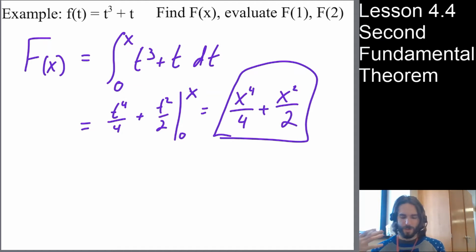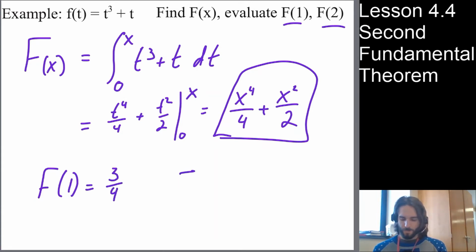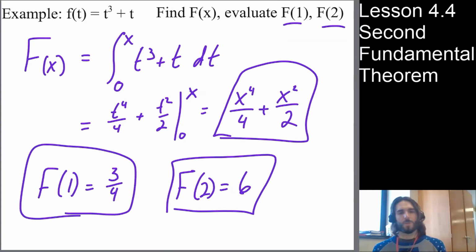This tells us how much area we accumulate up to a point. And we're going to evaluate f of 1 and f of 2. So f of 1, we just plug in 1 for each of these x's, so that's going to be 3/4. And then f of 2, plug in 2, so that's going to be 16 over 4 is 4, plus 2 is 6. Alright. So that's all we did there. We came up with the accumulation function, and then we plugged in these numbers. So the area accumulated up to 1 is 3/4. The area accumulated from 0 to 2 is 6. Easy enough.